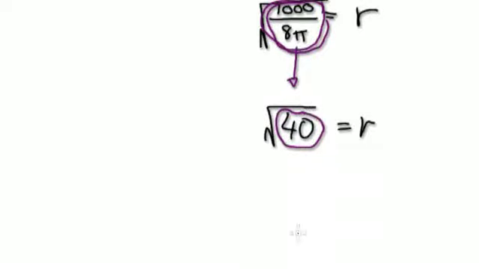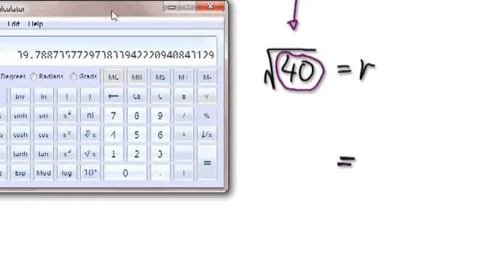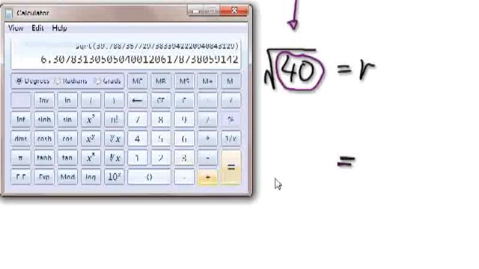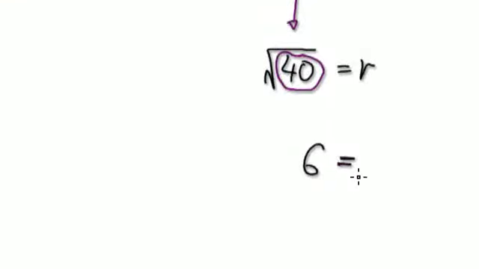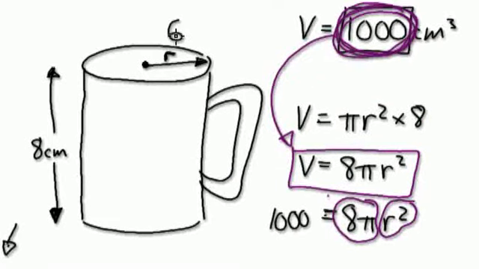Okay. Now we've got to square root it. So let's square root that number earlier. So where's the square root? Here it is. So square root of that equals 6.3. Let's just say roughly about 6 centimeters. So R has to be, this distance here is about 6 centimeters. So the mug has to have a radius of 6 centimeters in order to be able to hold a volume of 1000. Okay.